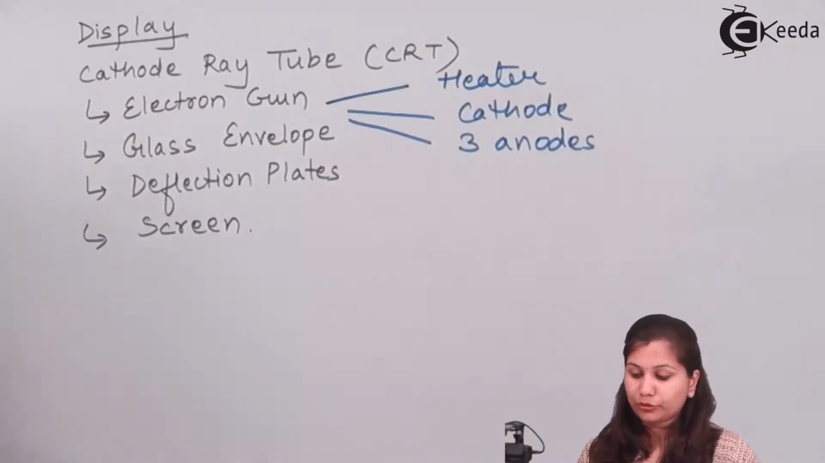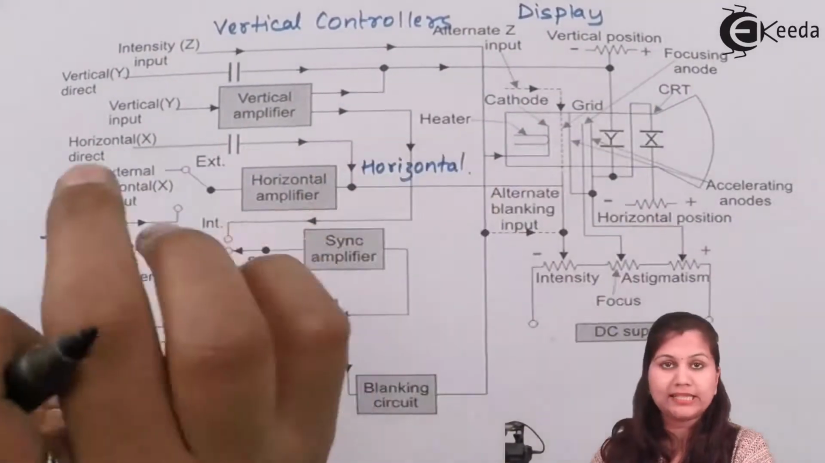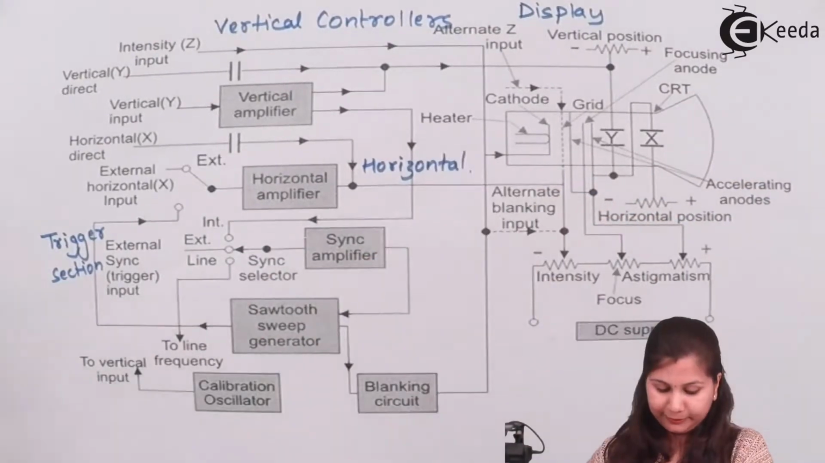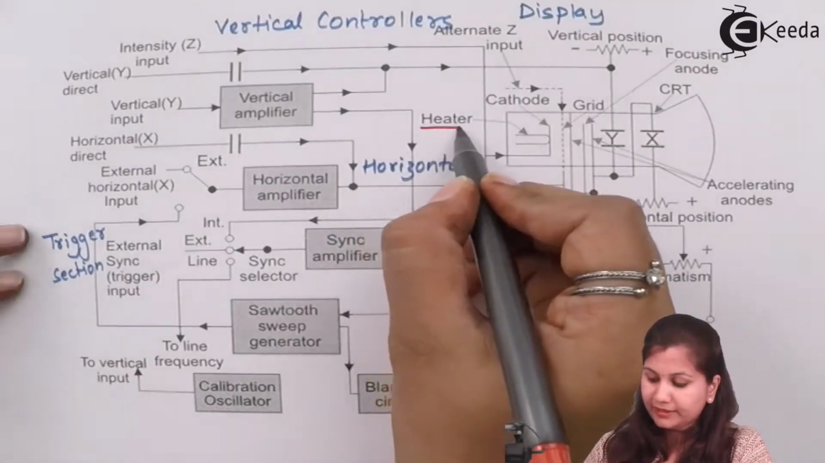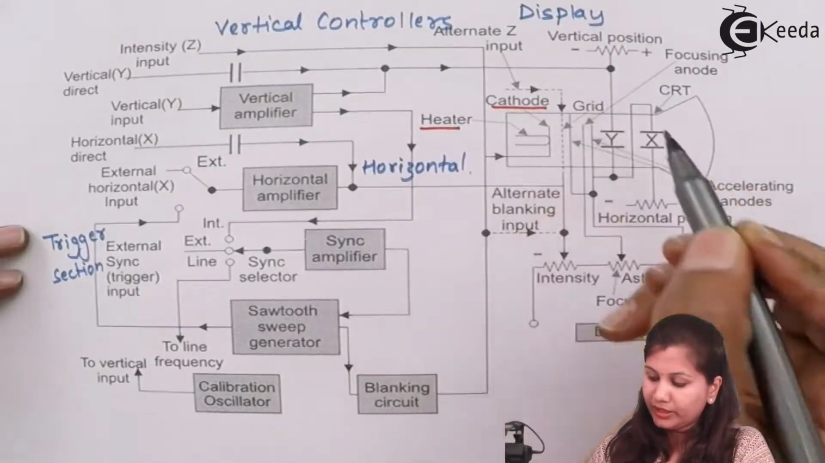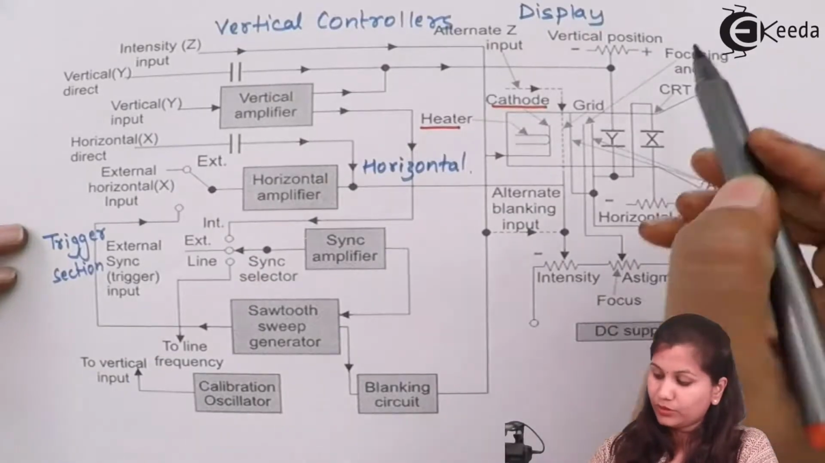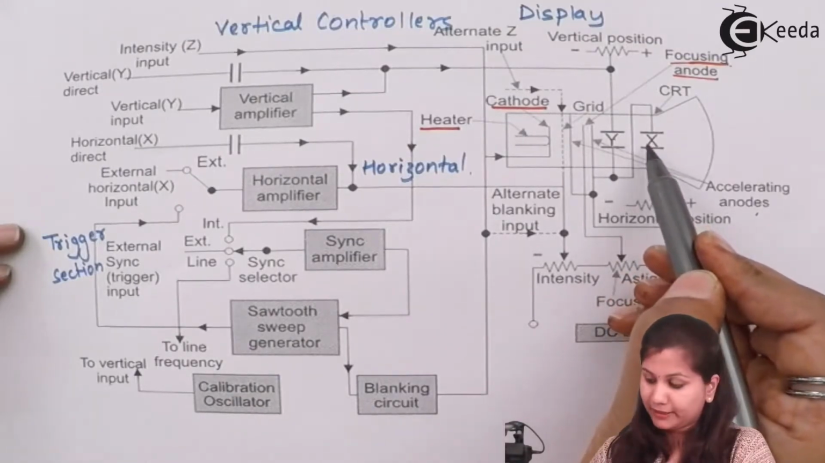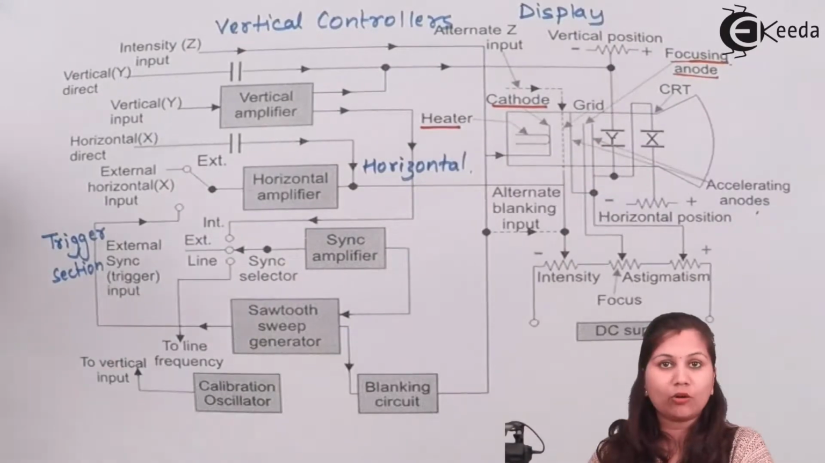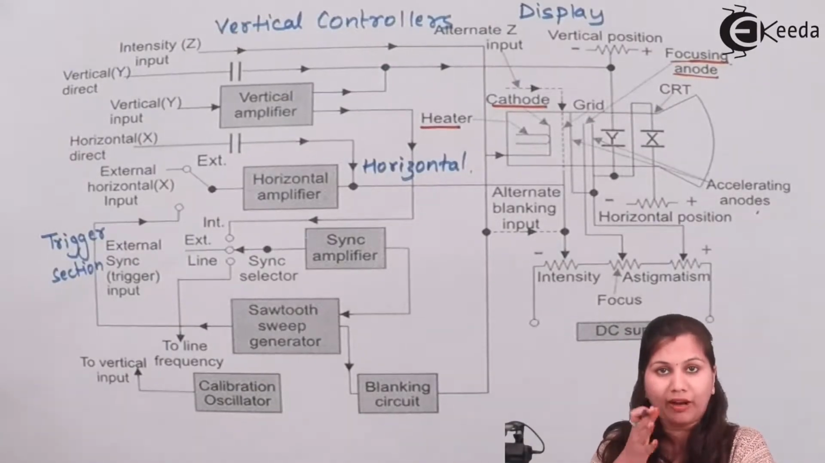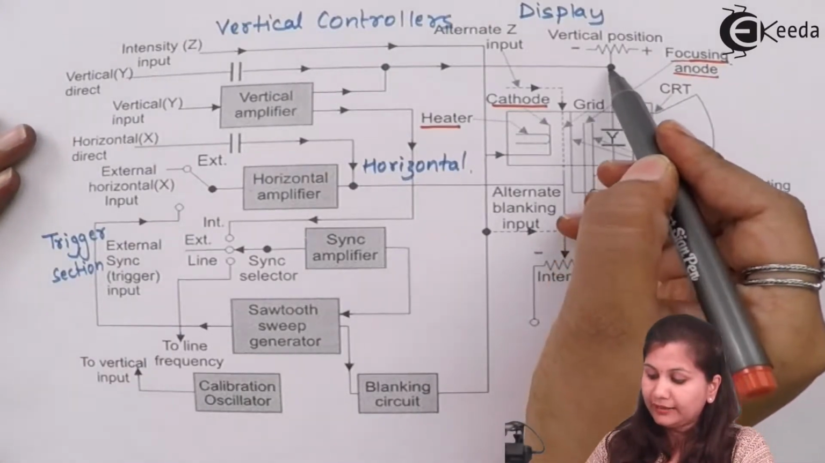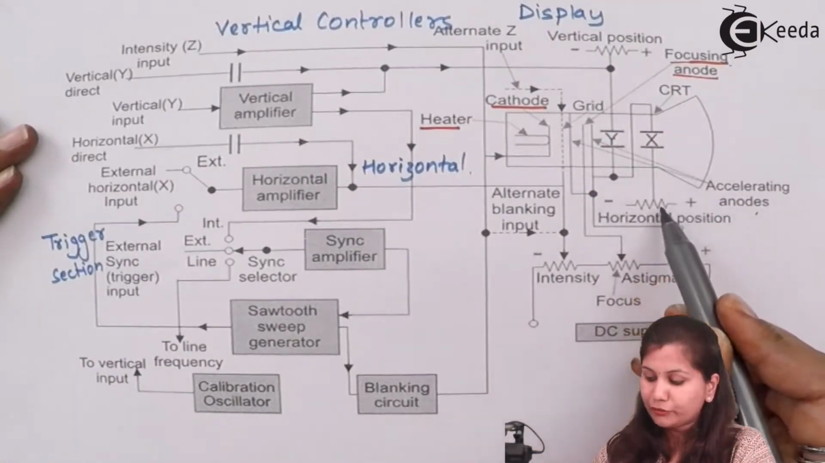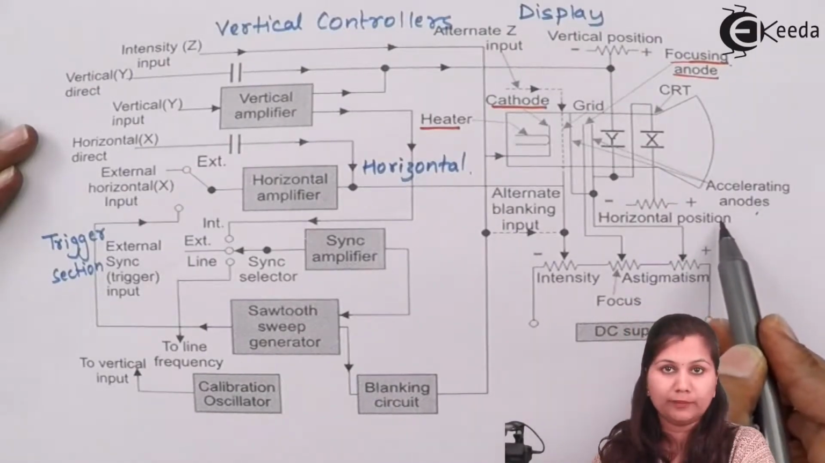Now again, coming back to the block diagram, you can see that all these parts of the display section are shown here. First we are having the heater, then cathode, then control grid, then the accelerating anodes and focusing anodes. After that we are having the deflection plates. The vertical deflection plates cause the movement in the y direction. So here Y is written and it is attached to the vertical position. The horizontal deflection plates, X, are connected to the horizontal position.